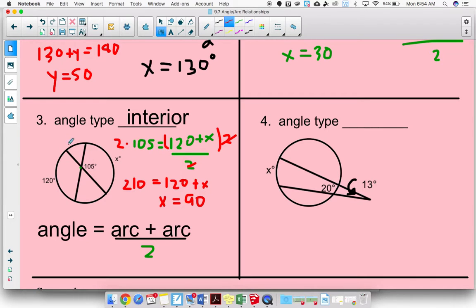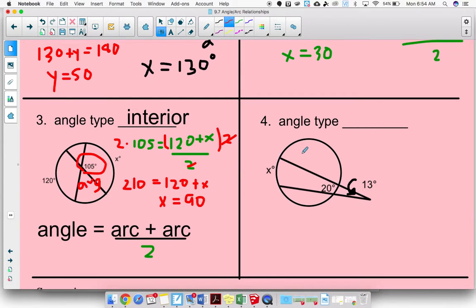And I always double check when I'm done to make sure that this number is an average of the two arcs. So if you had 120 degrees on the left and then 90 on the right, 105, that angle on the interior, should be an average of those two, which it is.